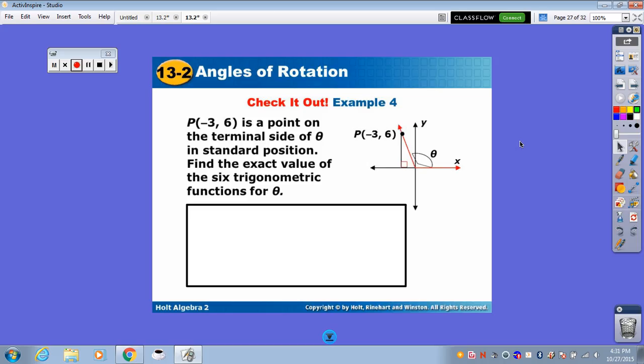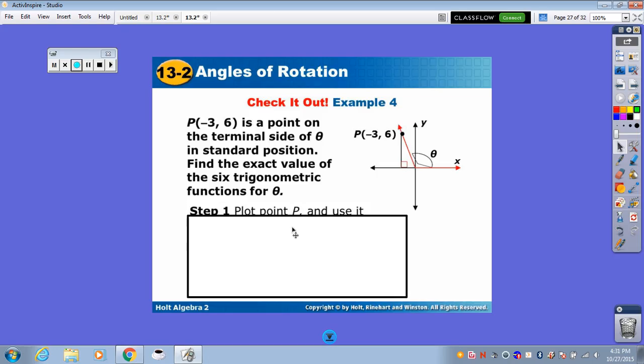On this side, you have an opportunity to take a point on the terminal side of theta and find the exact values of the 6 trigonometric functions for our theta. Pause the video and resume when you're ready to check your work.